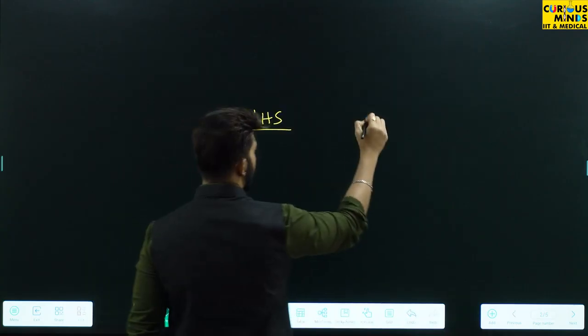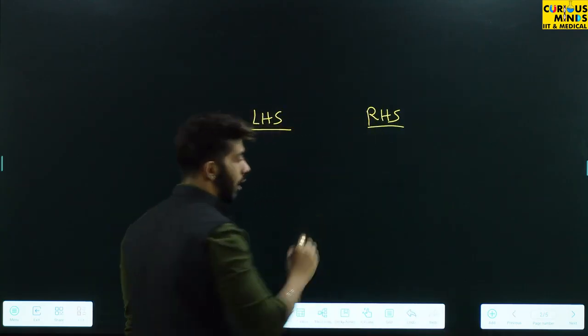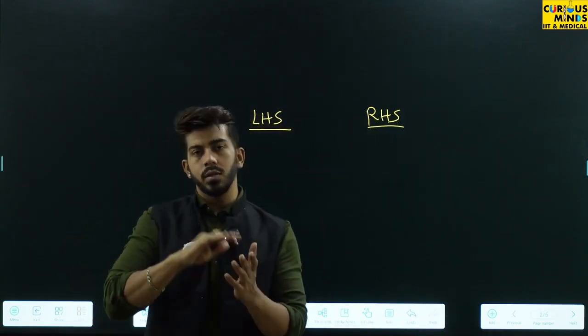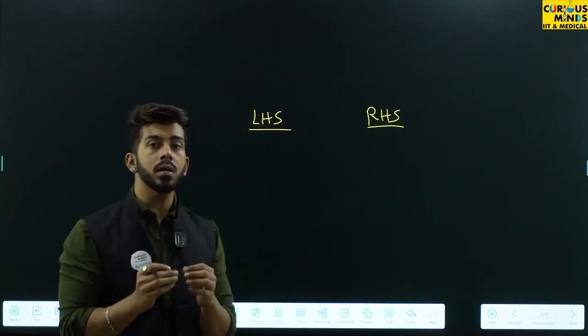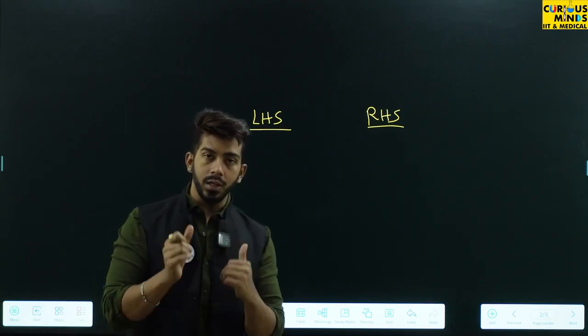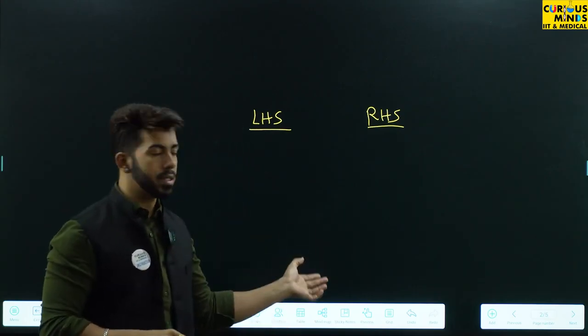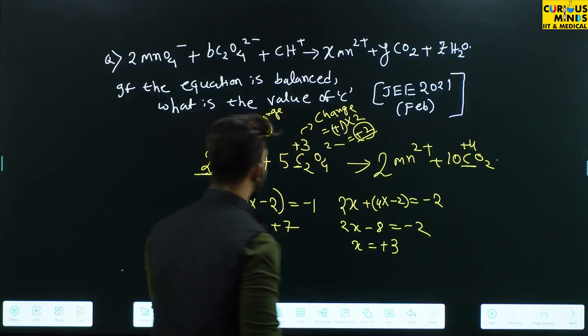LHS, left hand side and right hand side. Now the gist is first you have to equalize or balance out all the atoms. After that, when you are done with it, then go for the charge balancing. So let's talk about the charge on the left side.